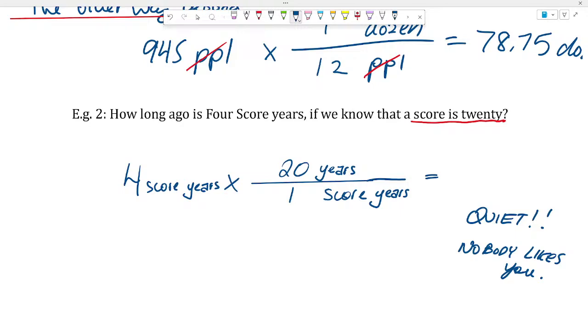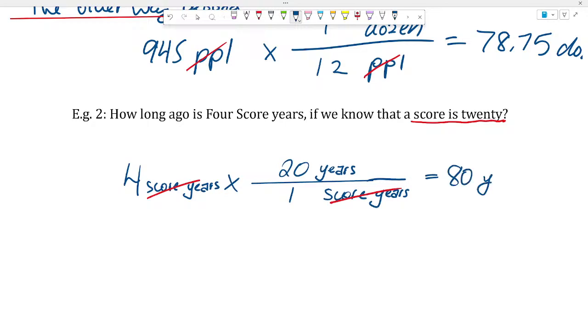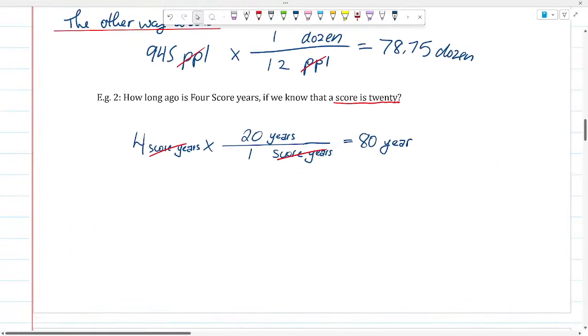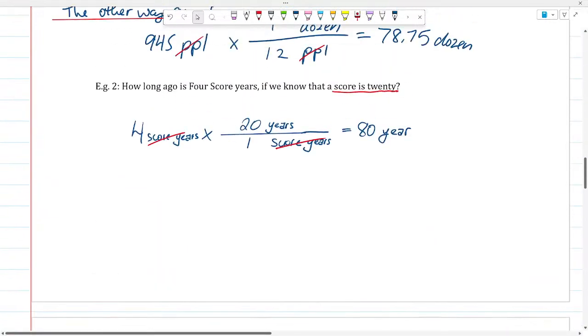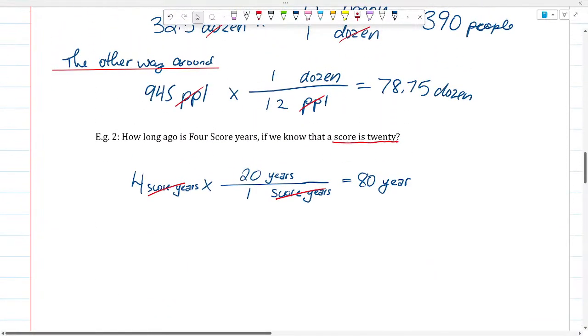So, what units cancel here? Yeah, score years cancels. What unit remains? Just years. And then the math is trivial. What is 4 times 20? Divide by 1 is? Still 80. Good. So that's saying 80 years, which means 4 score and 7 more would be 87 years ago.